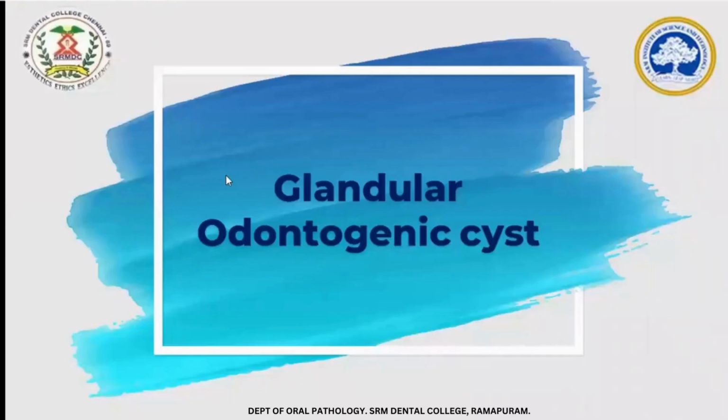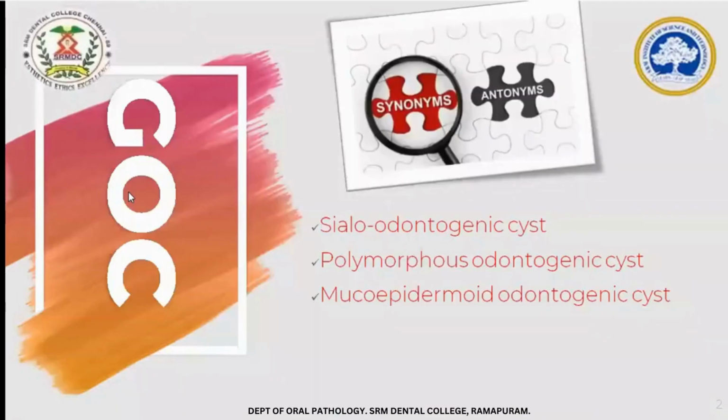Today we'll be discussing glandular odontogenic cyst. This is a developmental odontogenic cyst. It is also called sialo-odontogenic cyst, polymorphous odontogenic cyst, and mucoepidermoid odontogenic cyst. This is an odontogenic cyst with glandular or salivary gland features. That is why it is called sialo-odontogenic cyst.